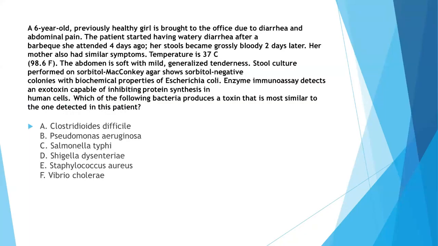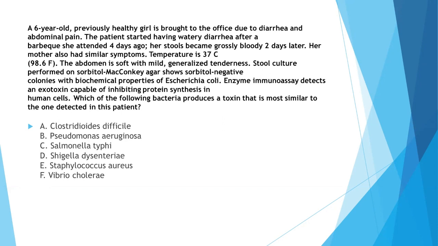So here, first we have a question. Which of the following bacteria produces a toxin that is most similar to the one detected in this patient? A 6-year-old, previously healthy girl is brought to the office due to diarrhea and abdominal pain. The patient started having watery diarrhea after a barbecue she attended 4 days ago. Her stools became grossly bloody 2 days later. Her mother also had similar symptoms.